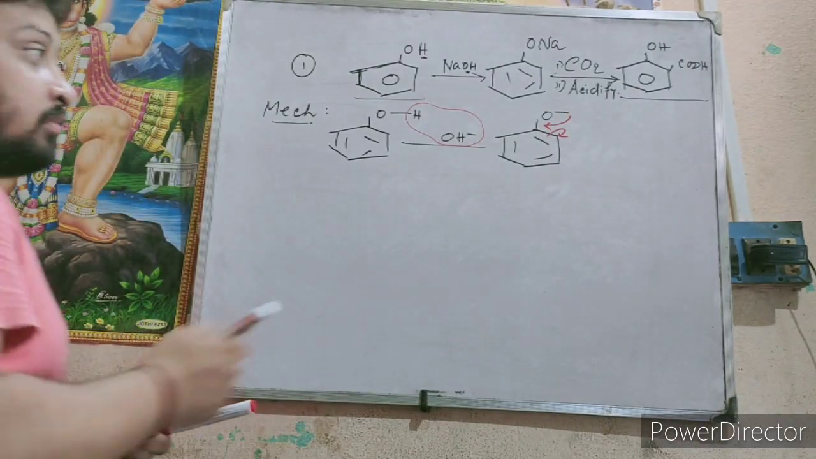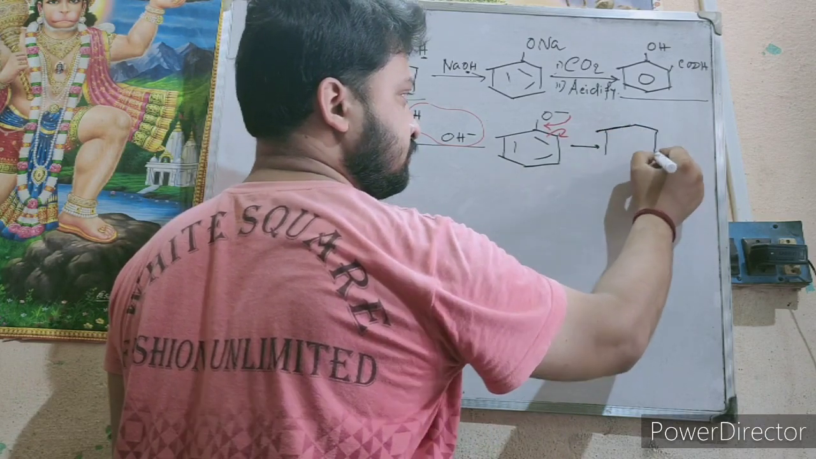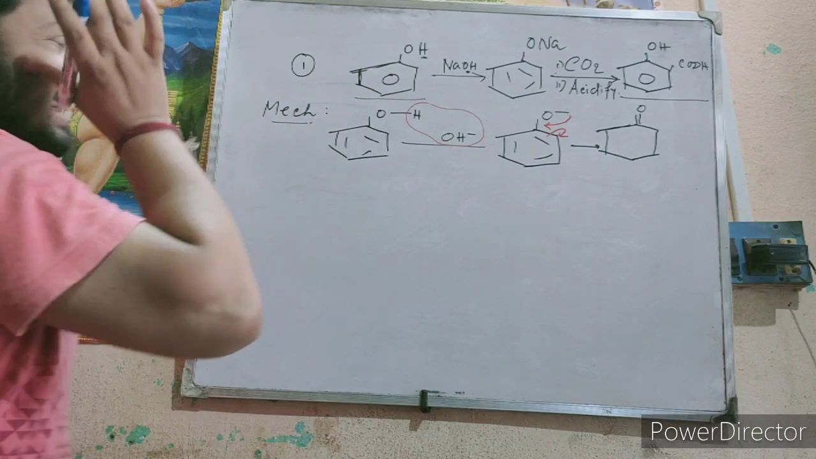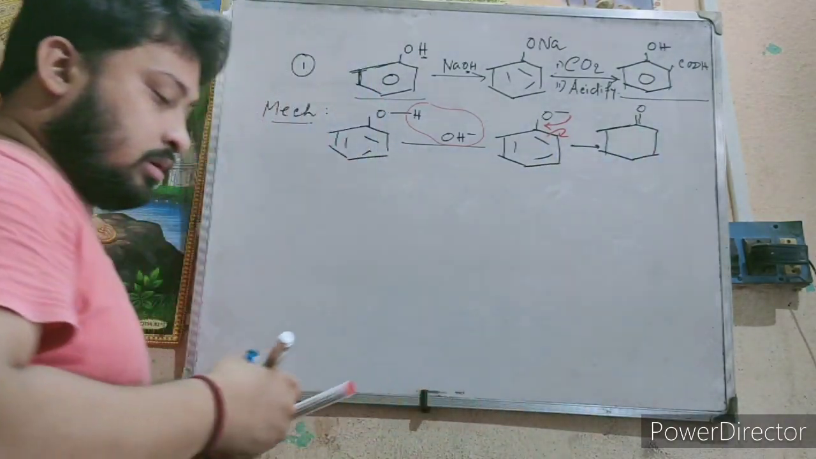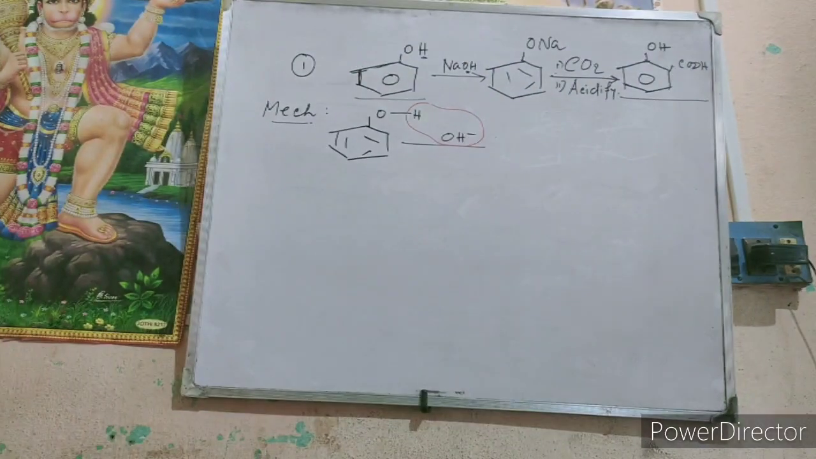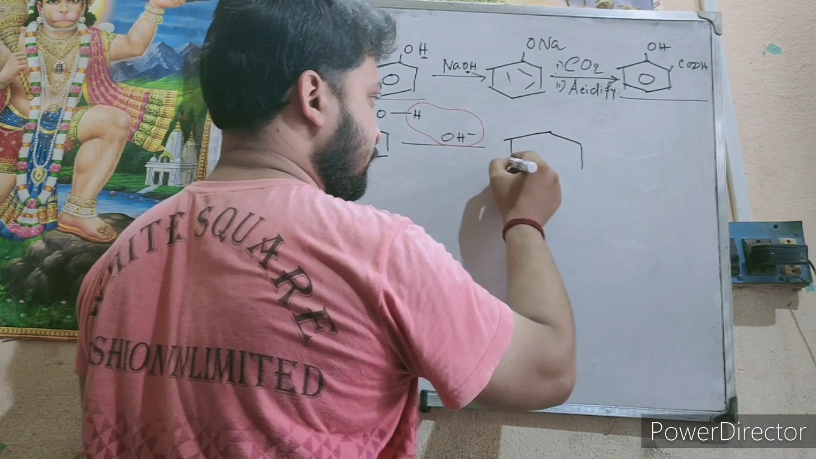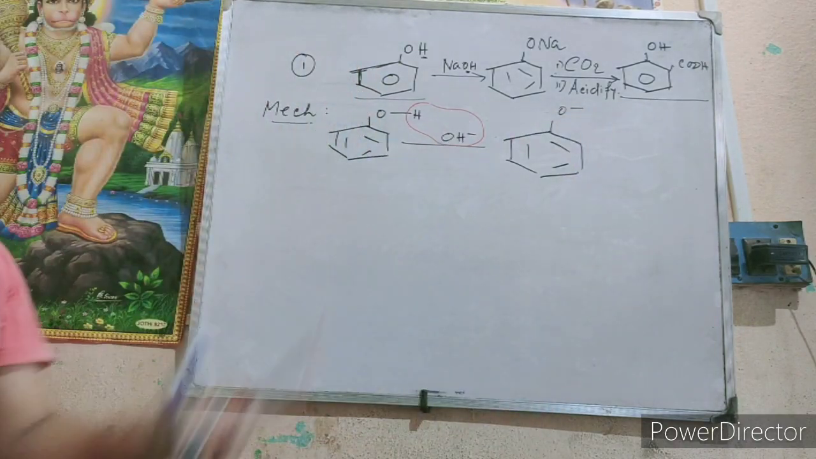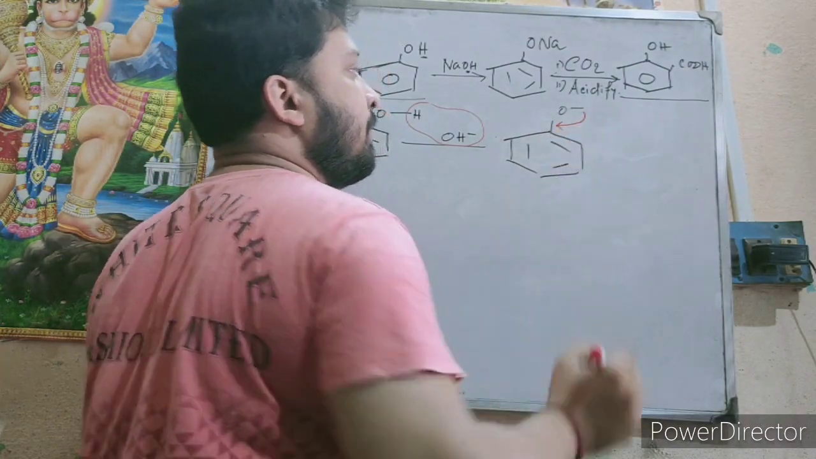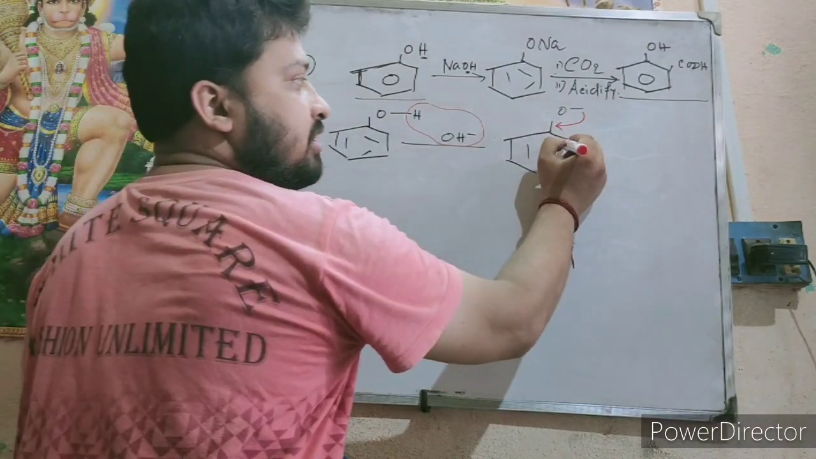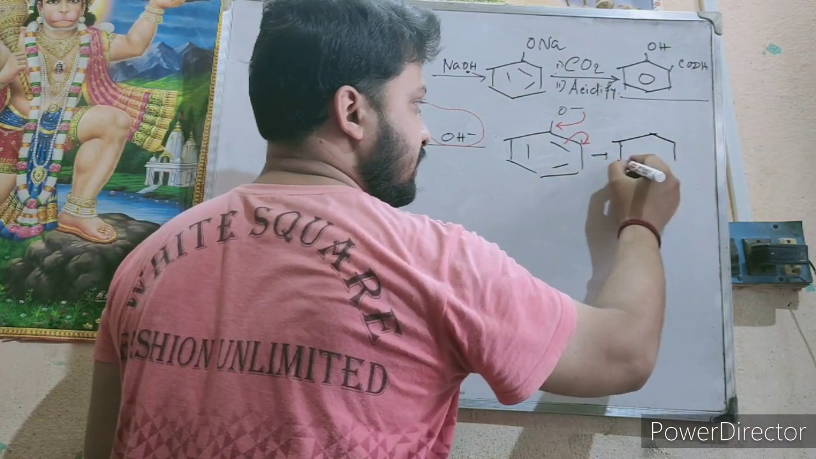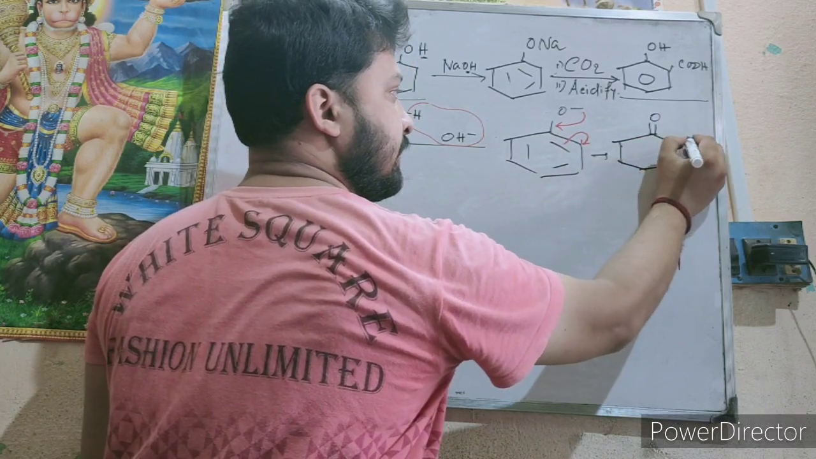So what will you get? You get this double bond, and here you get O minus. Now similarly, O minus is ready to form resonance. The pi bond is broken here, so the pi bond is removed from here. So finally you get the double bond with O minus here.